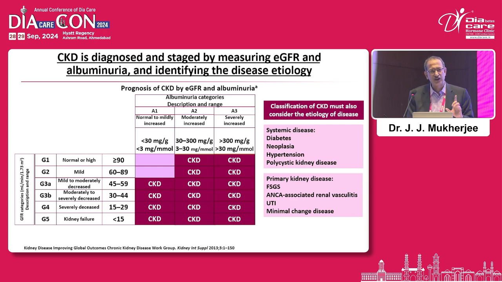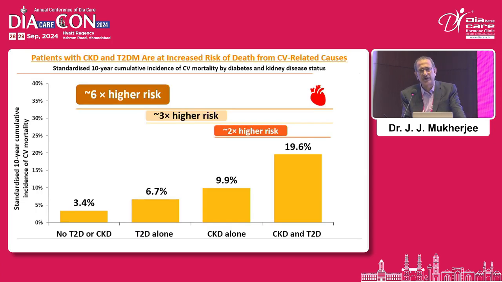At the very end, I'll show you why it is very important to catch the patients early, because you can make a difference. Why do you need to manage them? Because if you have no diabetes and no CKD, your cardiovascular mortality is 3.4%. Look at the extreme right: if you have CKD and type 2 diabetes, your cardiovascular mortality is 20%. A person with CKD does not die a renal death. In all these trials that I'll discuss, there will be a column called renal death. They don't die of dialysis or renal death. Majority of them have a cardiac death.